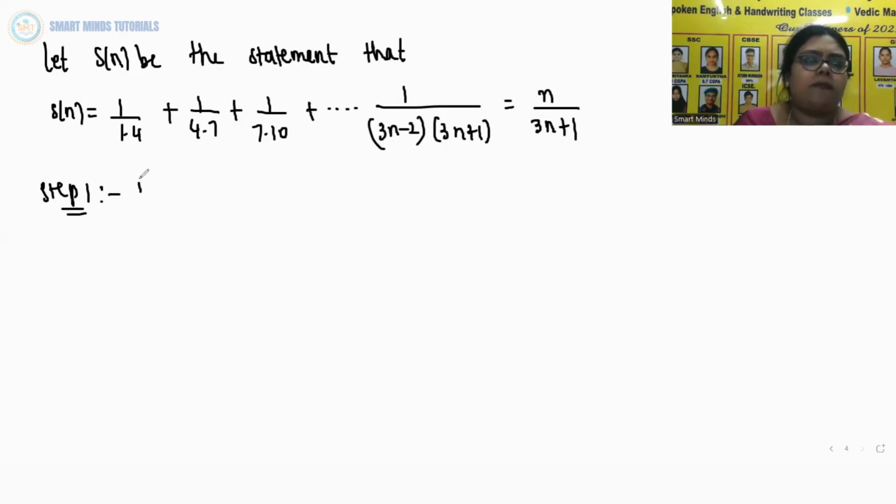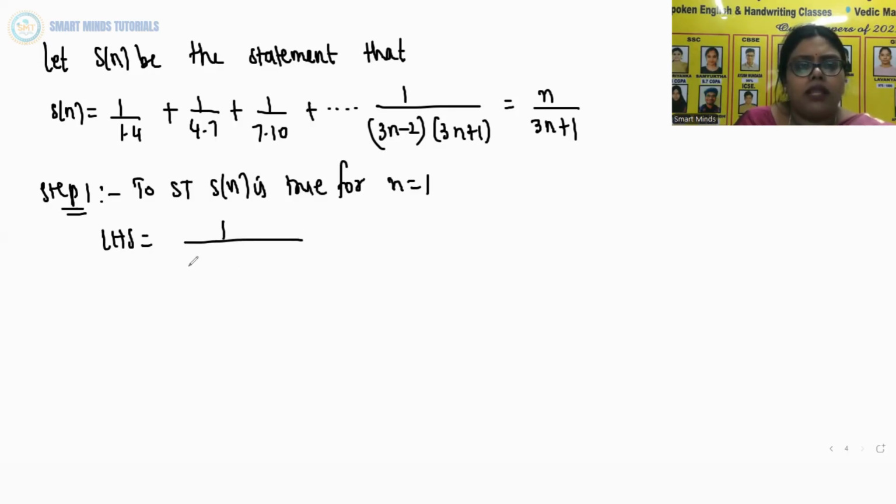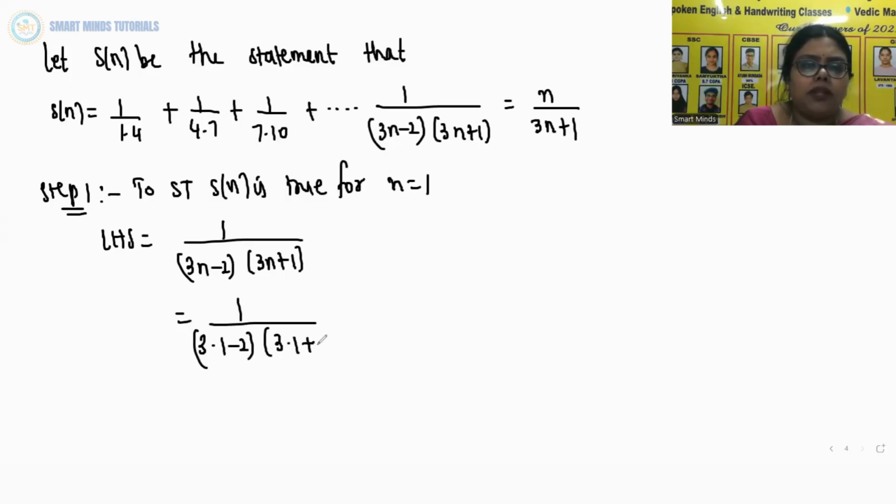So what is step 1? To show that S(n) is true for n = 1. So take the LHS, 1 / ((3n - 2)(3n + 1)). So put n = 1: 1 / ((3 × 1 - 2)(3 × 1 + 1)). So that is 1 / (1 × 4), since 3 - 2 is 1 and 3 + 1 is 4. That is 1/4.